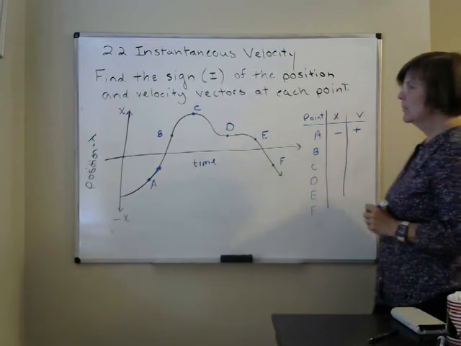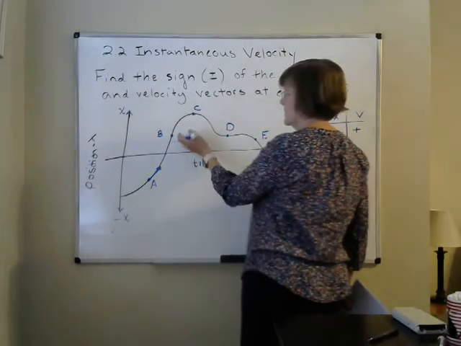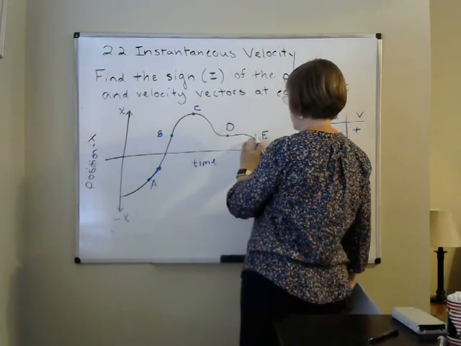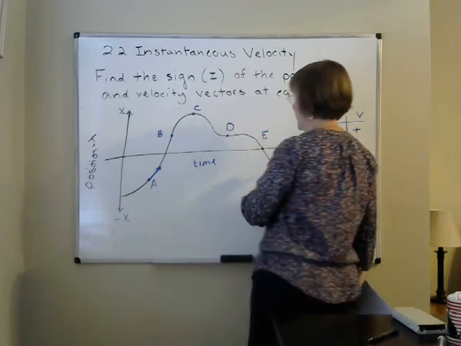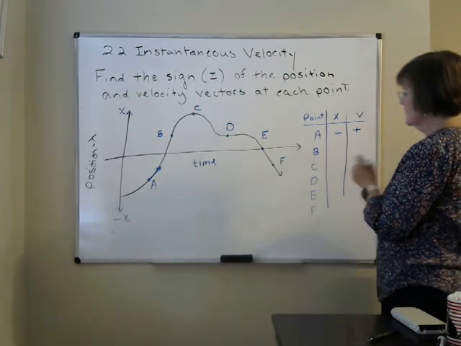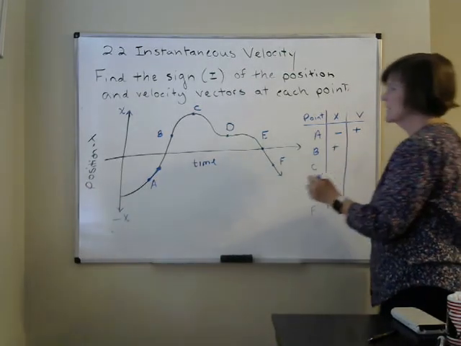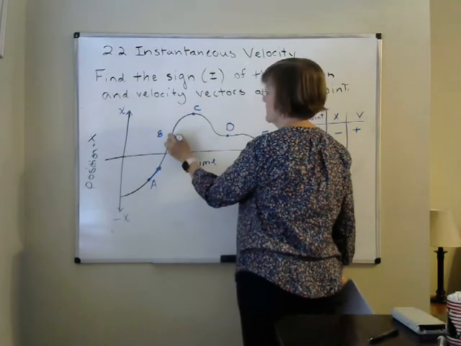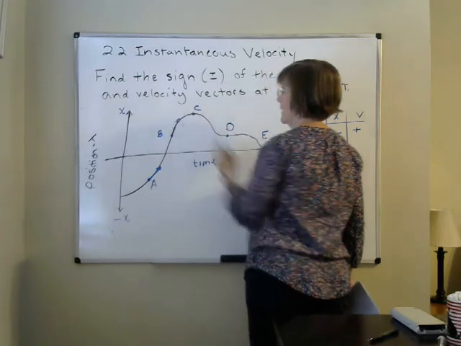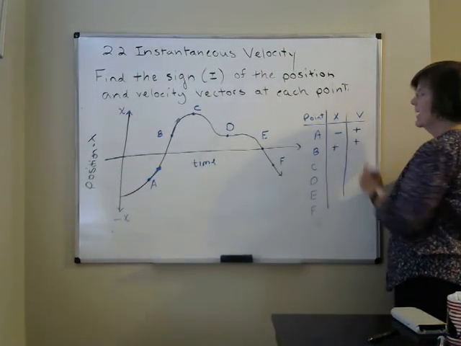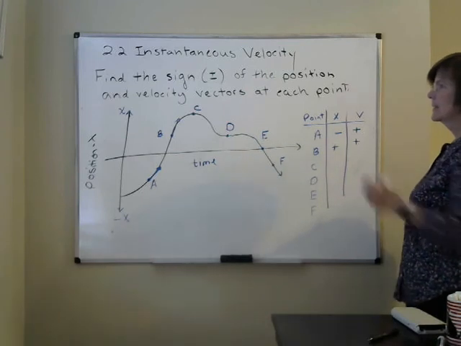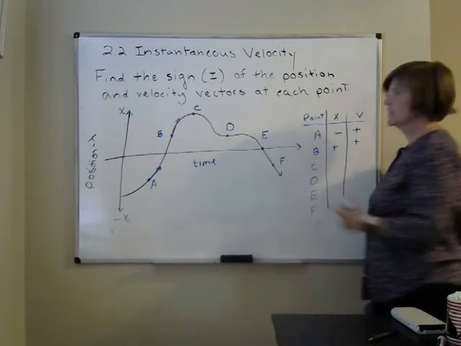If we look at point B, it has a positive position. You know what, let's move E right here. There's E. B has a positive position, but it also still has, you can see this is a very steep slope, a positive velocity. Now, at point C, the position's clearly positive. It's up at the top here.